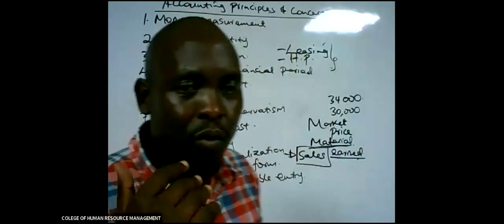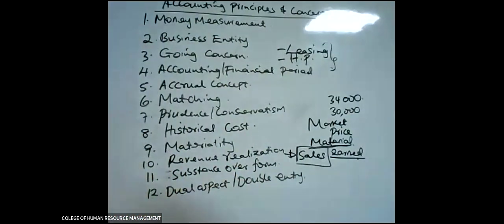So long story short, whenever there is a conflict between the economic substance and the legal form of an asset, the economic substance should be considered or should prevail. We should go by the economic substance. When there is a conflict between economic substance and the legal form, we should always consider the economic substance part over the legal form.